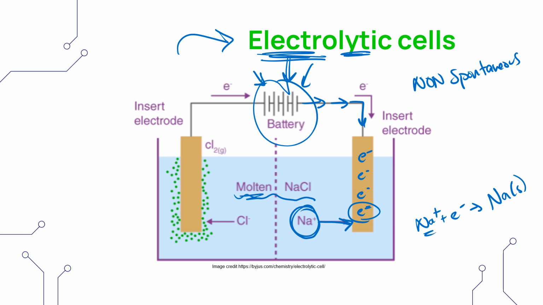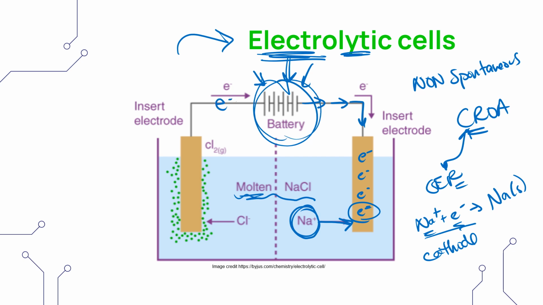The sodium ion is gaining electrons. Gaining electrons is reduction. Remember CROA? In CROA, the cathode is where reduction is happening. Here, our sodium is being reduced. This is our cathode. This battery is pulling electrons away from this side. Electrons are being stolen. Because the electrons are moving away, it's losing that negative piece. What's left is positive.